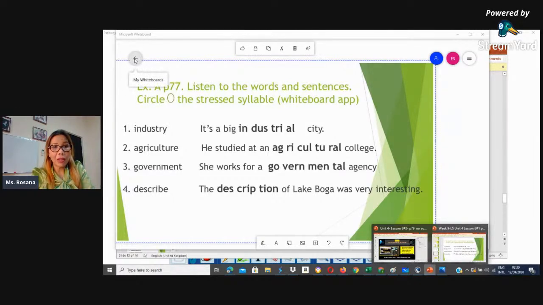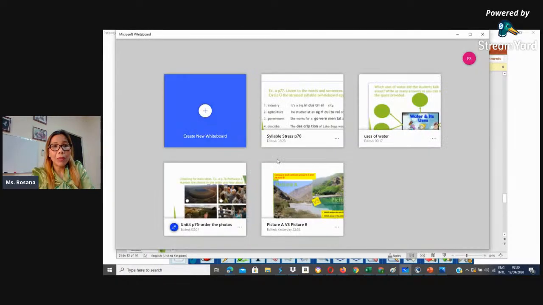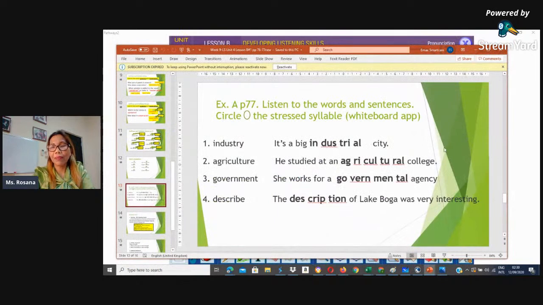When we change the stress on the syllable, then the meaning also changes. For example, there are words with the same spelling, but the meanings are different depending on the syllable stress. If you have record as a noun versus record as a verb, when you change the syllable stress, then the meaning also changes. All right?